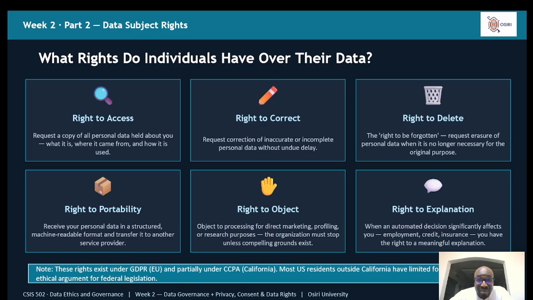Subjects should have the right to request correction of inaccurate or incomplete personal data without delay. Your client should have the right to delete their data. The right to be forgotten should be the decision of the client.